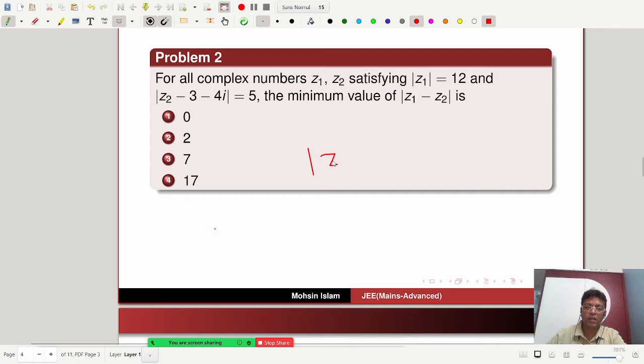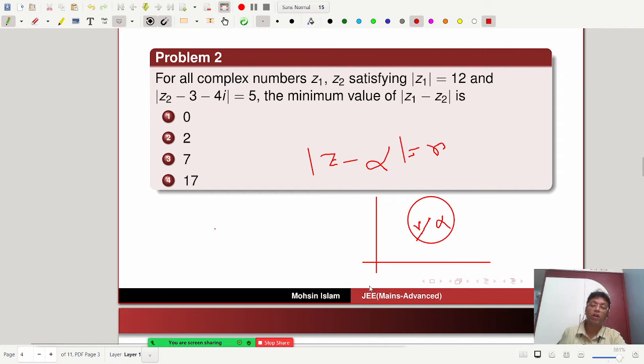what does modulus of z minus alpha equal to r represent? That is the question. z minus alpha is a complex number, obviously. Modulus of z minus alpha equal to r represents a circle in the complex plane, and the center is alpha and the radius is r. Alpha is a point in the complex plane, or Gaussian plane, or Argand plane. So modulus of z minus alpha equal to r represents a circle.